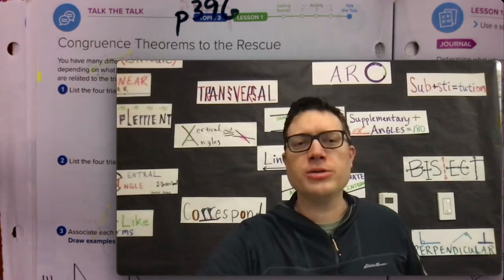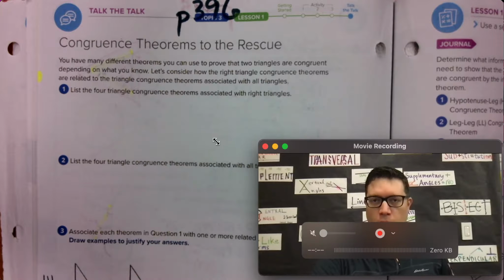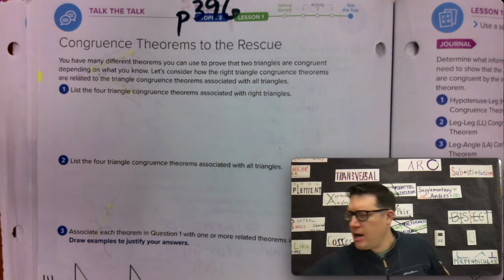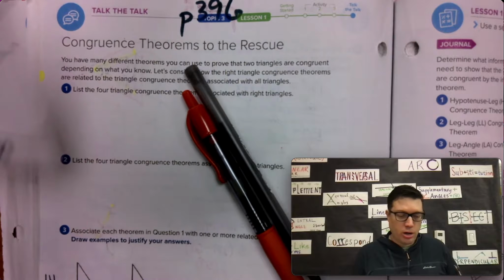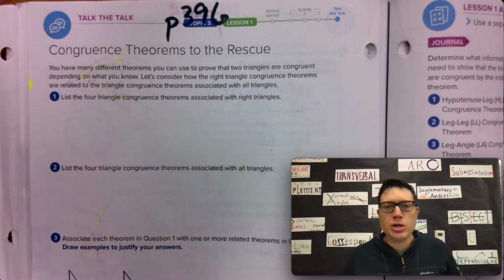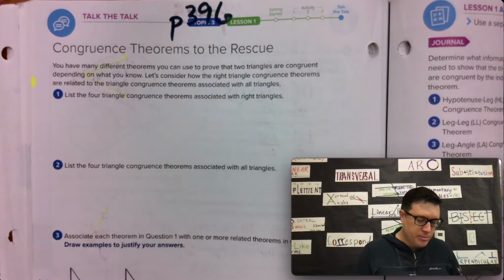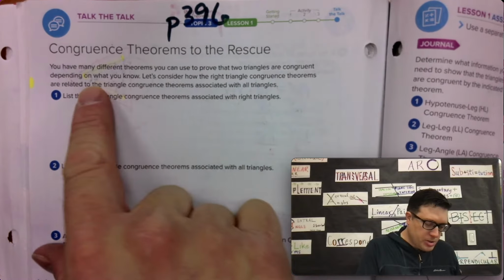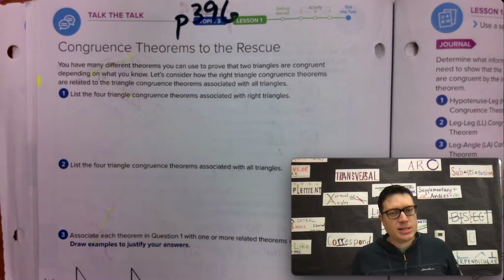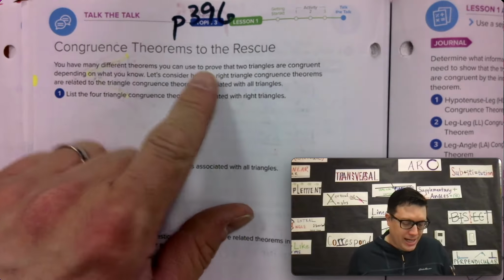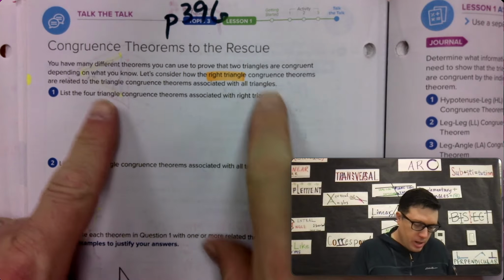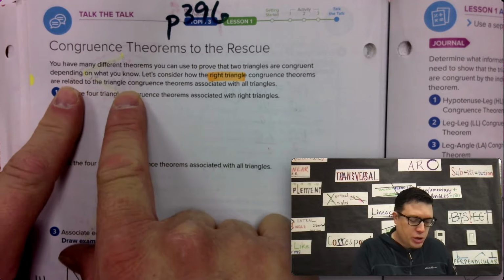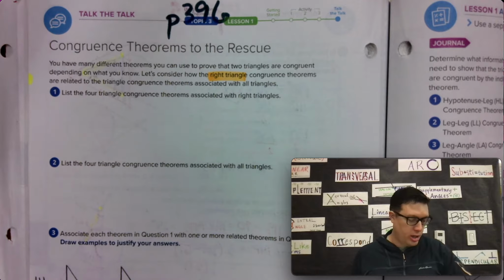Let's use those four cards to help answer the questions on page 396. I'm going to suggest that you have four highlighters and some extra colors that you're going to be drawing with, not just your standard pencil. Please do this in color. You have many different theorems that prove two triangles are congruent depending on what you know. So let's consider the right triangle, that's a highlighted word right there. We're only focusing on right triangles: how the right triangle congruence theorems are related to the triangle congruence theorems associated with all triangles.